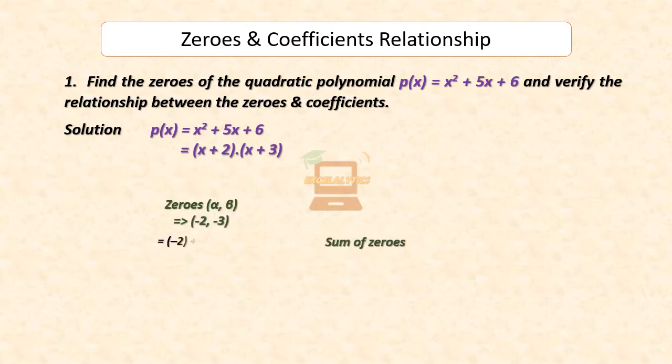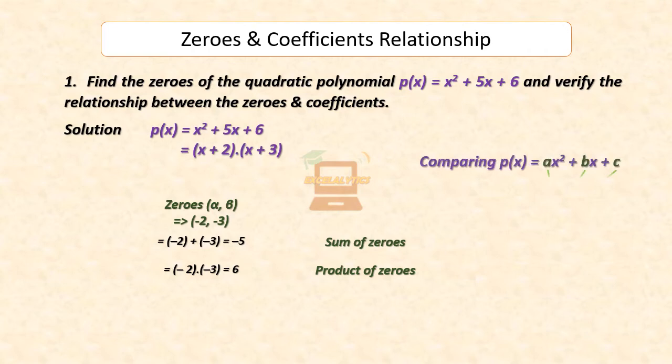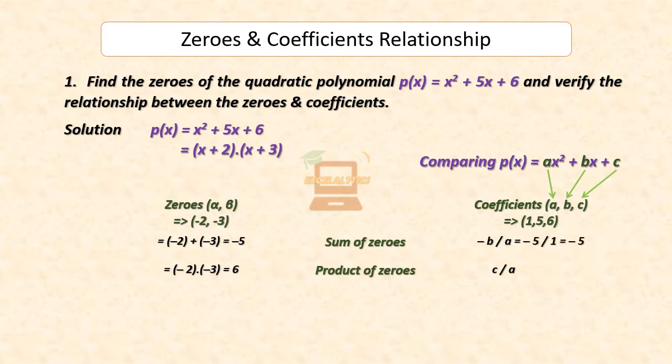Hence, sum of zeros will be minus 2 plus minus 3 equals minus 5. Similarly, product of zeros will be minus 2 times minus 3 equals 6. By equation of relationship of zeros and coefficients, if x squared plus 5 times x plus 6 is a quadratic polynomial, then the sum of the zeros will be the negative ratio of the coefficient of x to that of coefficient of x squared. Also, the product of the zeros will be the ratio of the constant term to that of the coefficient of x squared. So, sum of the zeros will be minus of 5 by 1 equal to minus 5. Product of the zeros will be 6 by 1 equal to 6.